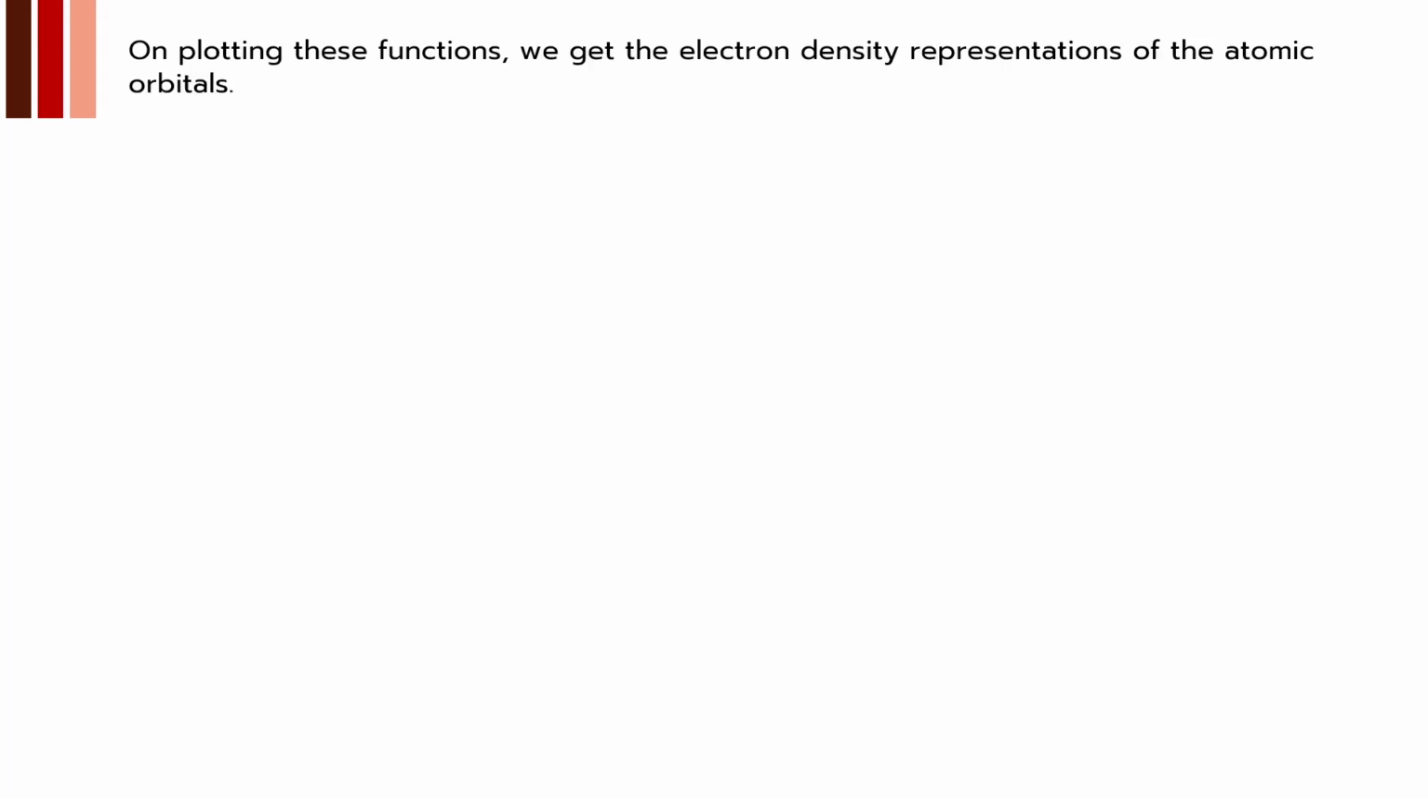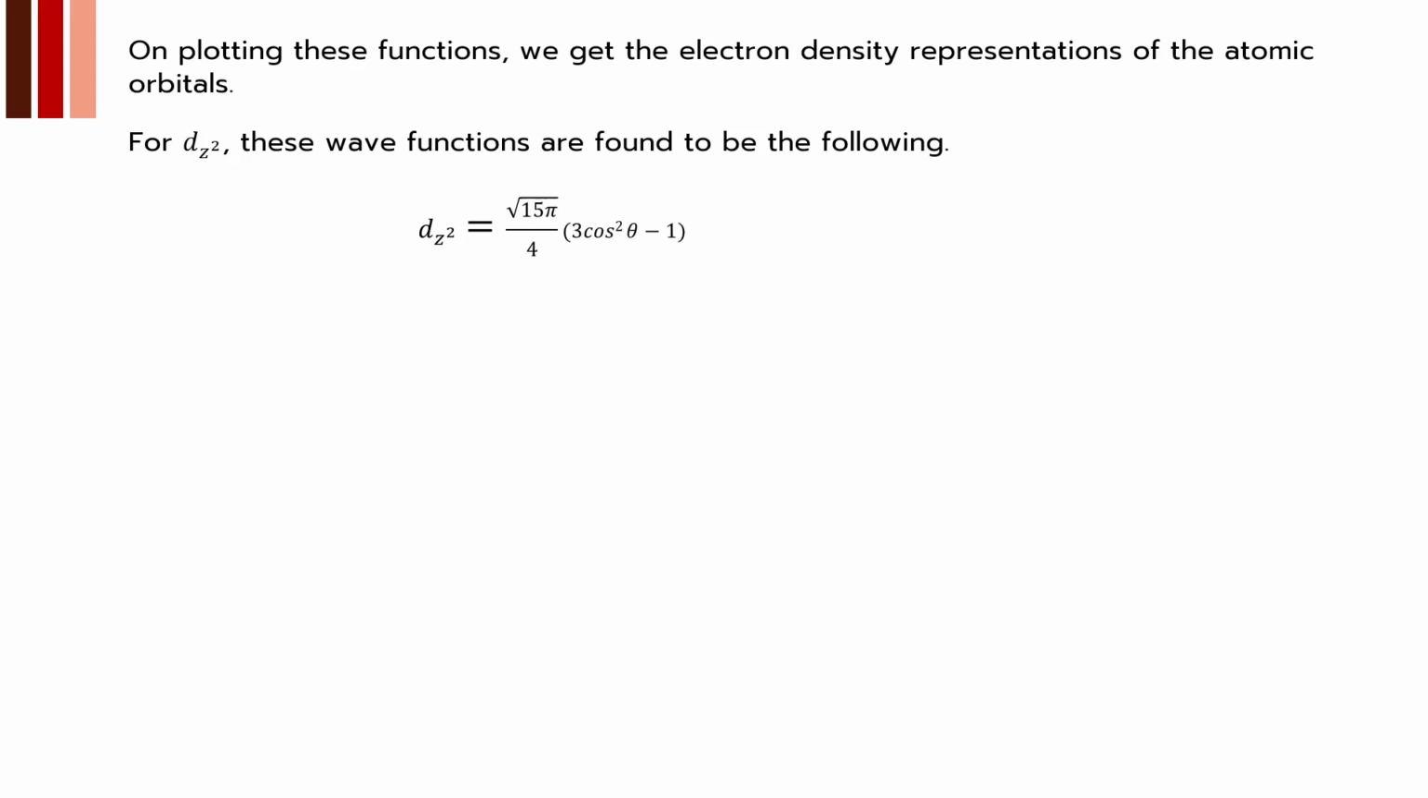When you talk about the dz square orbital, it is reportedly having 3 cos square theta minus 1, and the normalization constant is under root 5 by 16 pi, that is, root 5 by pi divided by 4.